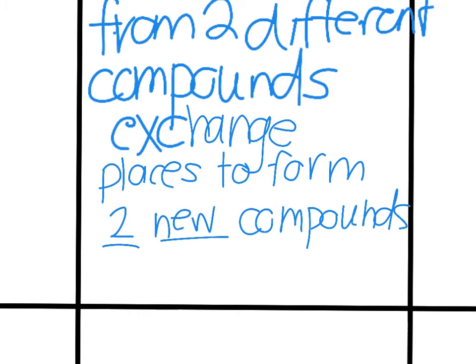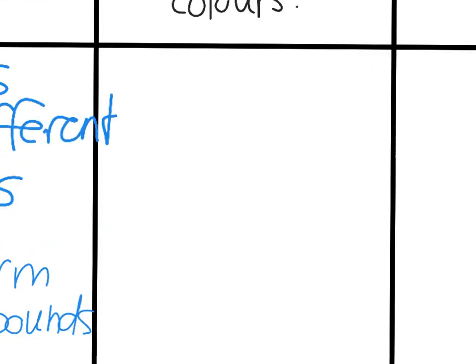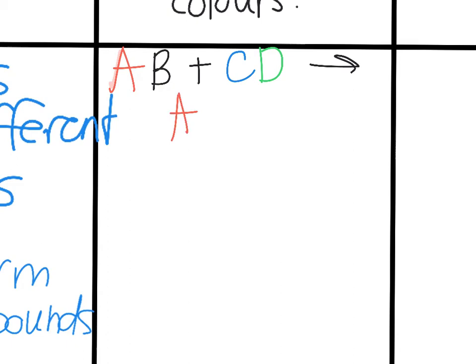So let's take a peek at an example, and this time I'm going to have to use 4 different colors. So let's make it big. So first, let's put our guiding one at the top. So we're going to do A B plus C D makes A D plus C and B.